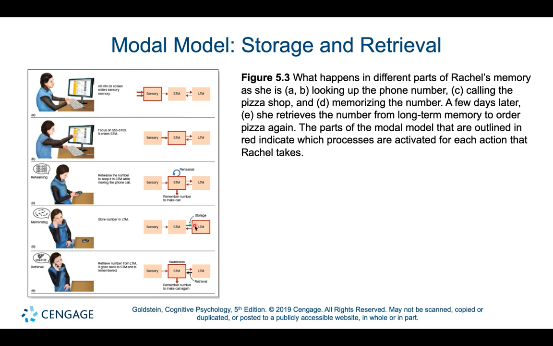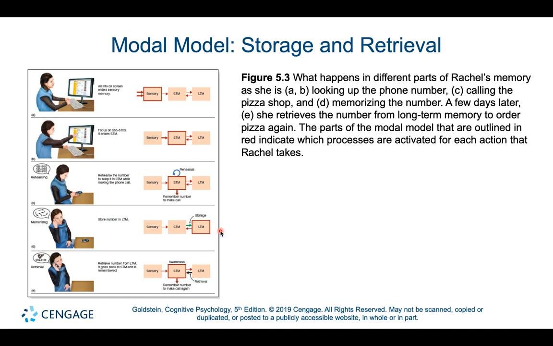And it also doesn't mean that it's going to be accurate. You might retrieve a memory and it turns out it's wrong. It's actually a false memory or an inaccurate memory. We'll talk about that in, I believe, maybe chapter 8, if I'm correct. It's a couple chapters away. We'll talk about memory errors.